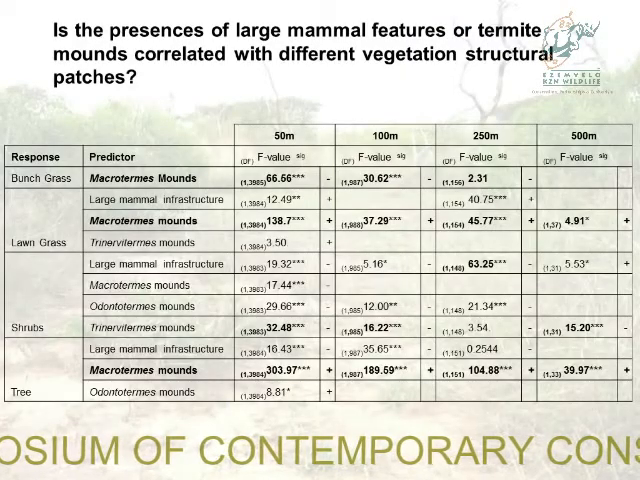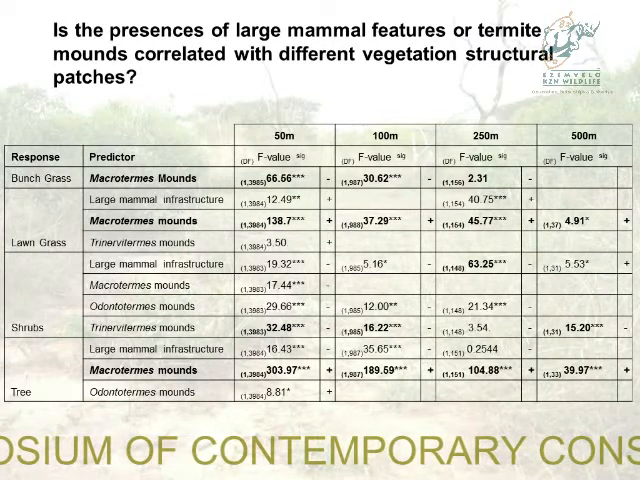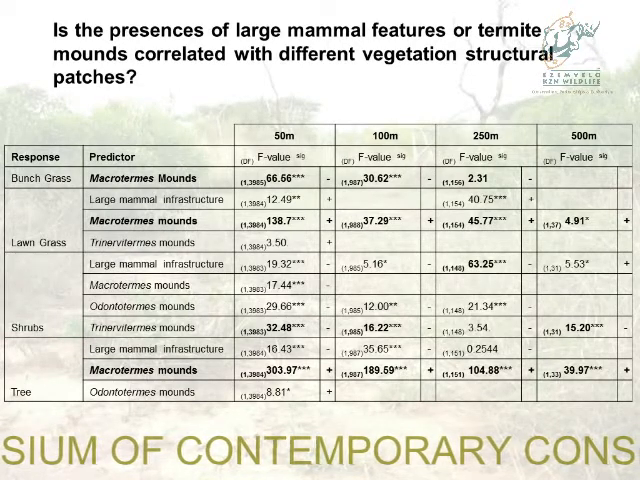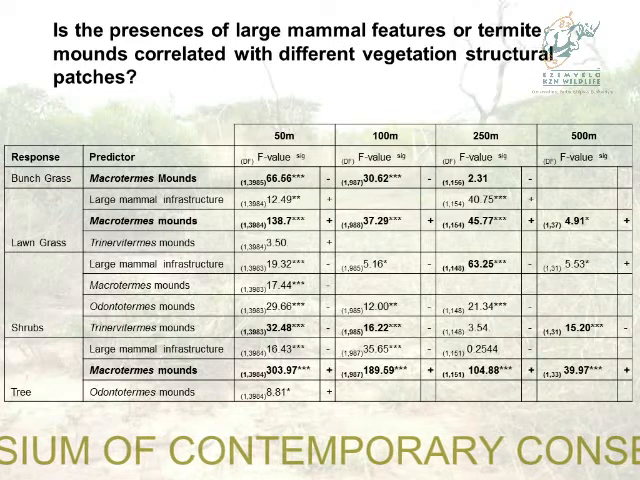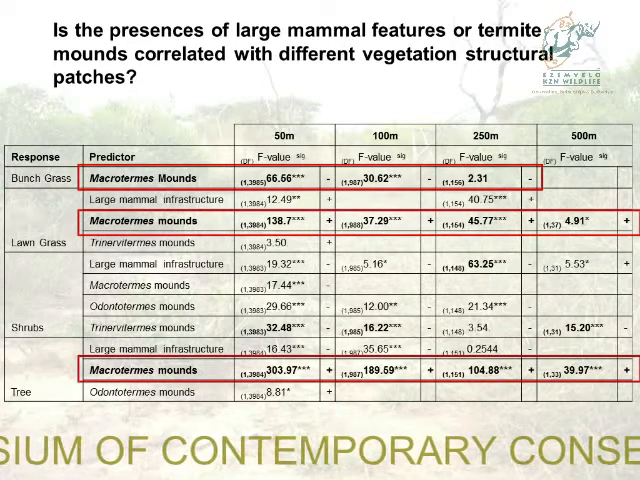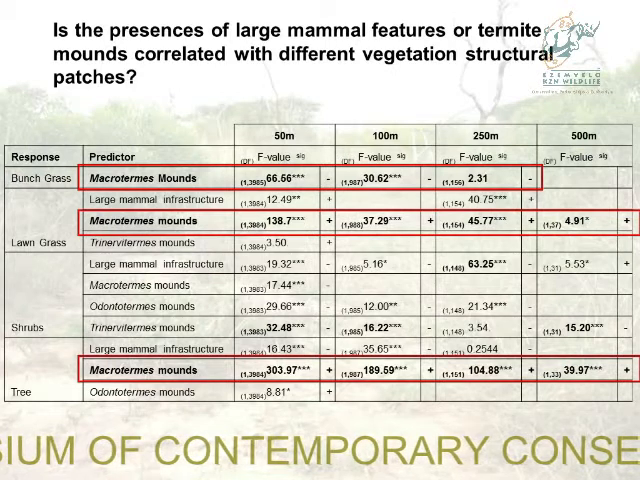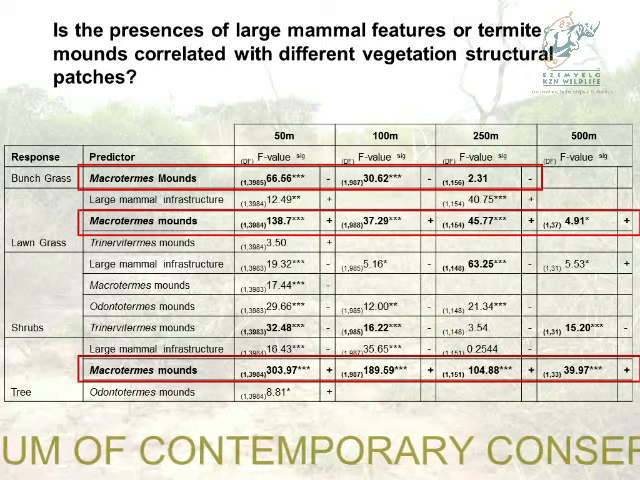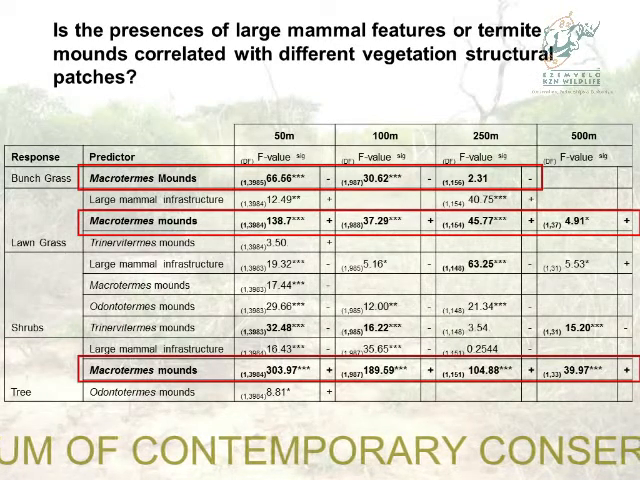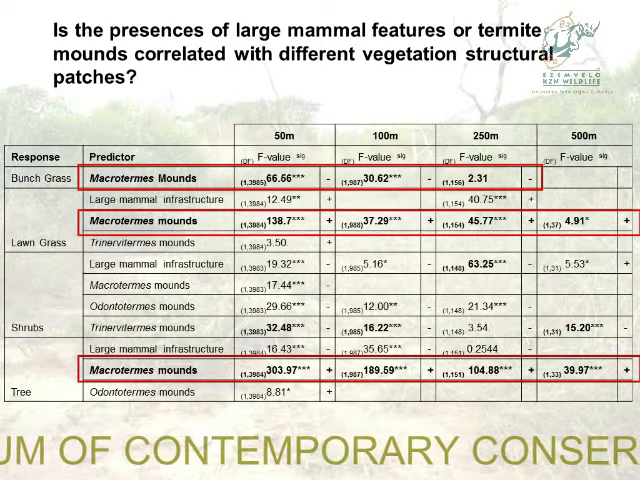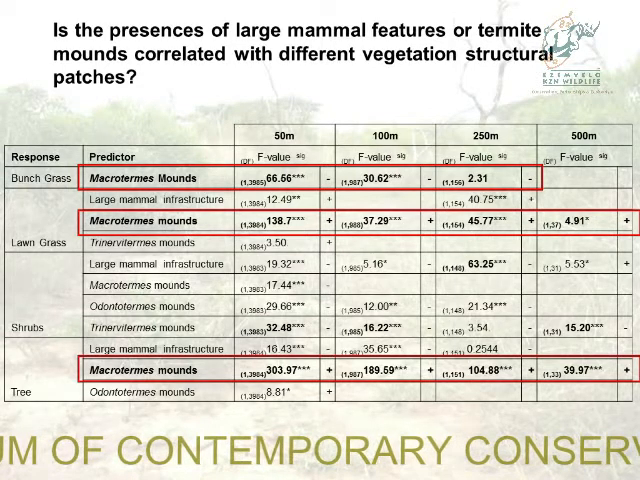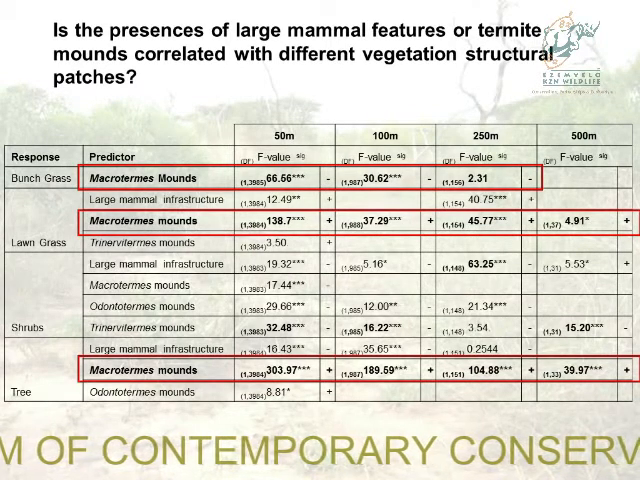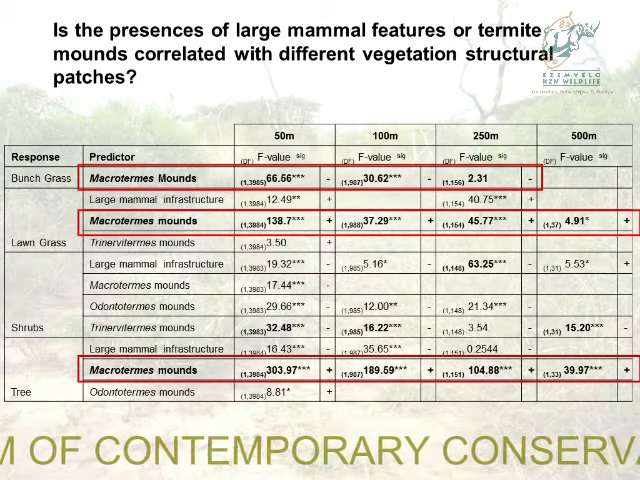Sorry about the table, but what you'll see is on the left-hand side the 4 vegetation types, and then the numbers in the boxes are the F values, so that gives an indication of the strength of the relationship. And what I want to point out is that in all 4 of the vegetation types, but particularly here, Macrotermes mounds had a much stronger relationship with the surrounding vegetation across the landscape than any of the large mammal features. You can see that there was a strong negative relationship with bunch grass, so where there's more Macrotermes mounds, there's less bunch grass, and a strong positive relationship with lawn grass and with trees.